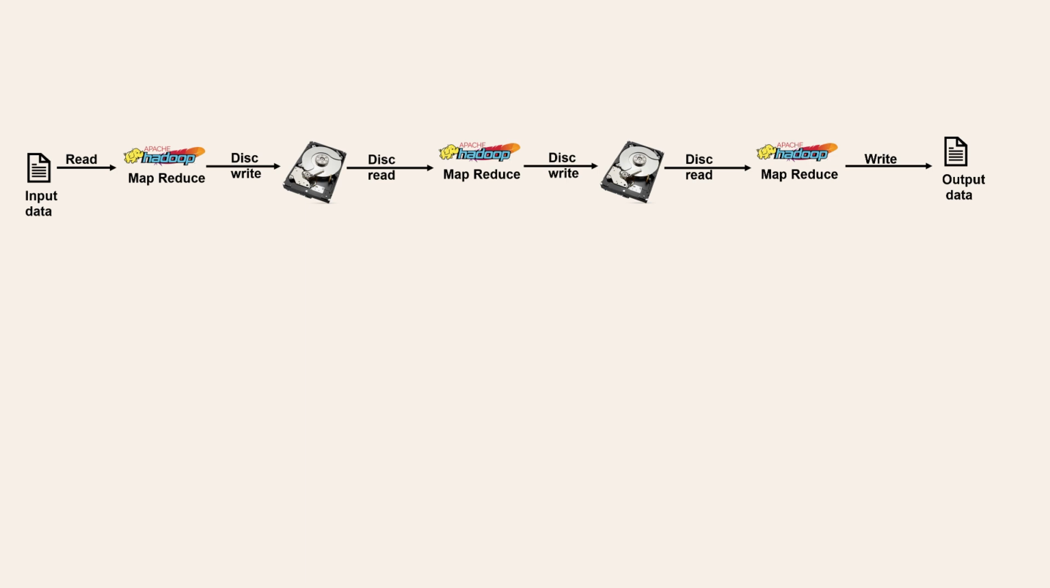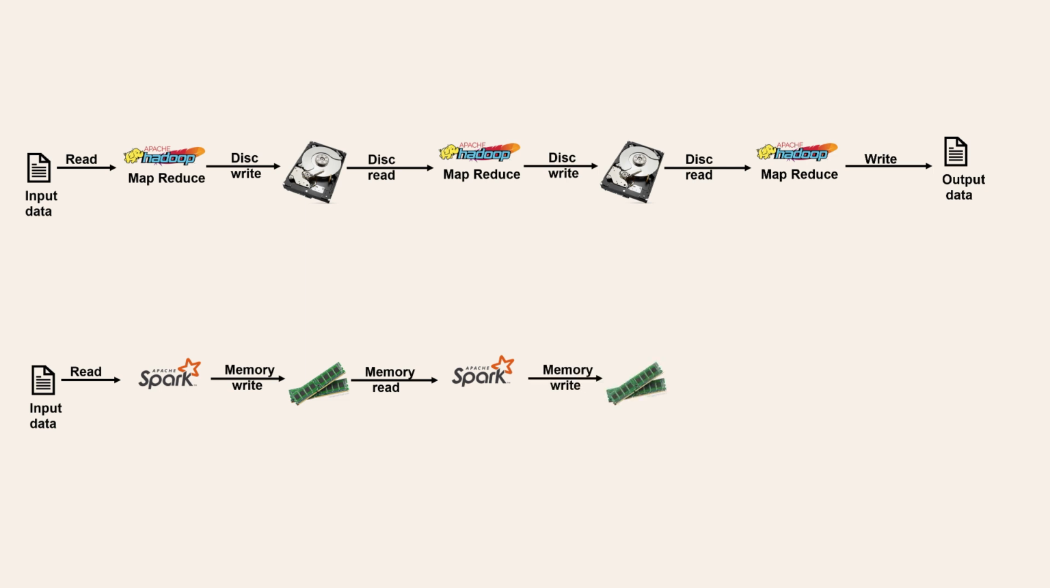Whereas when it came to Spark, Spark leveraged memory. So it read the input data and wrote the intermediate data in memory instead of disk. The successive Spark job read the data from memory and wrote the data back into memory. Then the Spark job would read the data from memory and finally write the output data. This utilization of memory was very efficient.